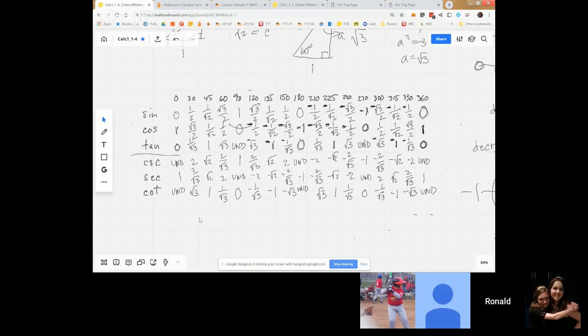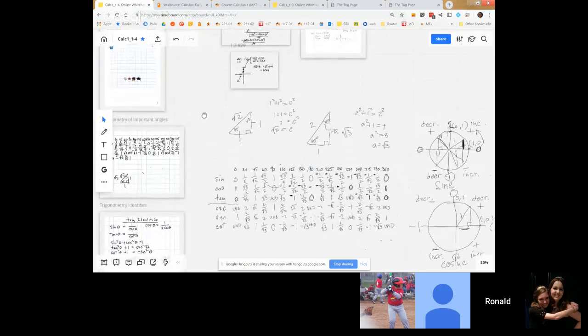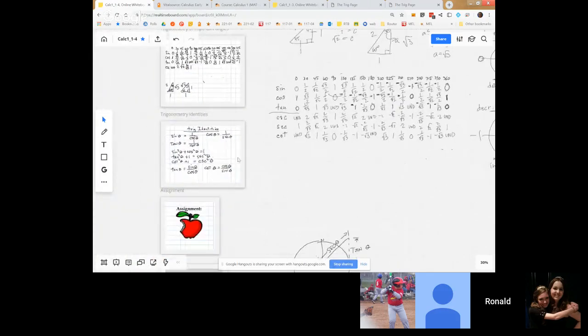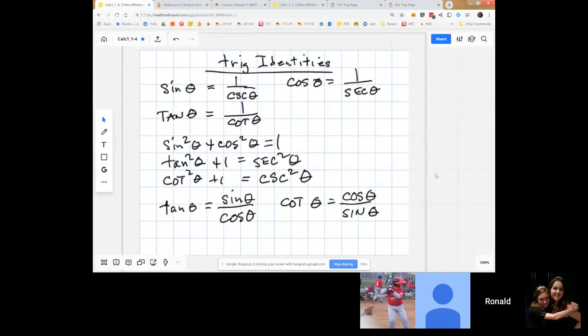Now, let's talk a little bit about identities. Okay, so what's an identity? An identity is something that is always true. Okay, so when we take a look at trig identities, here are the ones that I expect you to have memorized.